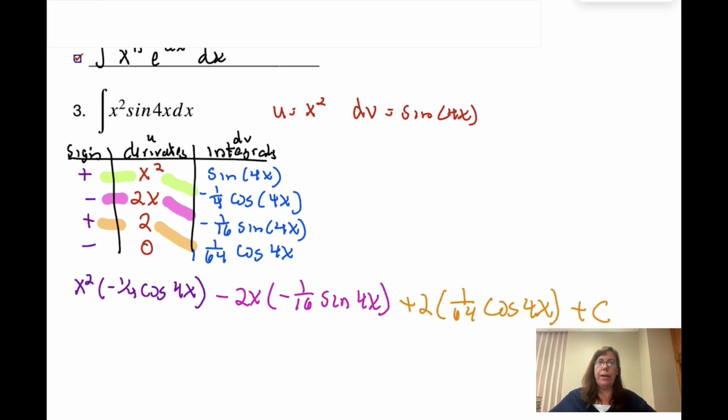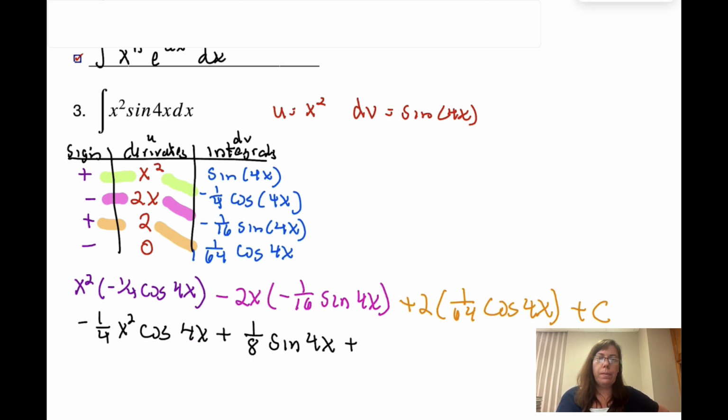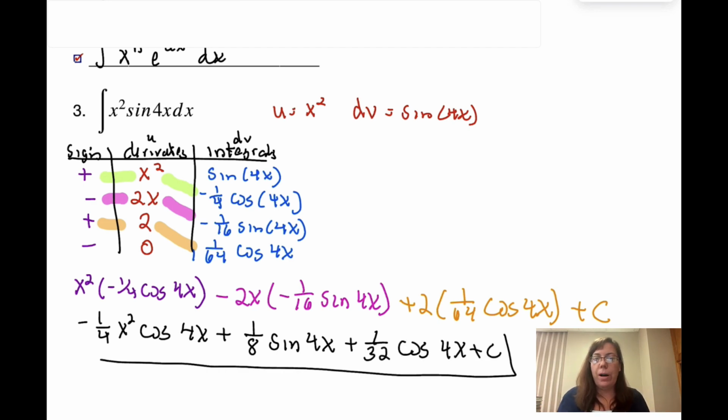And now you've integrated that. See how fast that was? I love this method. So now we just simplify it down, get rid of all parentheses, and we end up with this equation. Again, you could have factored out the 1/4. I'm just not going to bother this time.